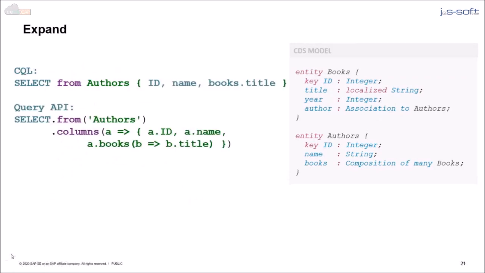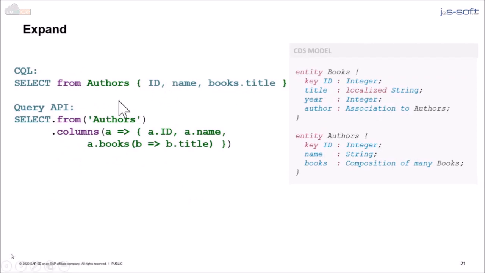And I don't know how much time I still have. So this is advanced features already. So I want to show you two advanced features. One is expand. And expand you can do very nicely in the arrow function notation. So at first you see here in the SQL that I not only want to have ID and name, but I also want to have the titles of books which are written by authors.